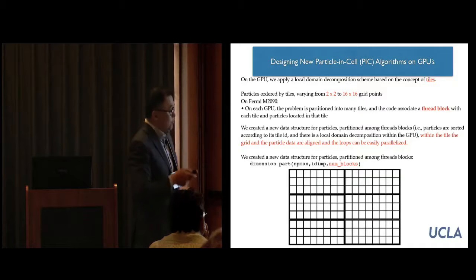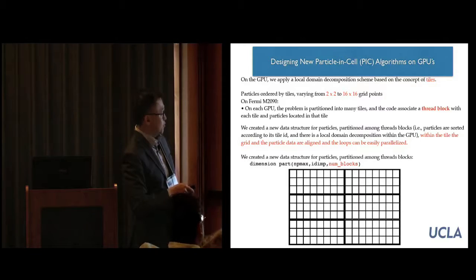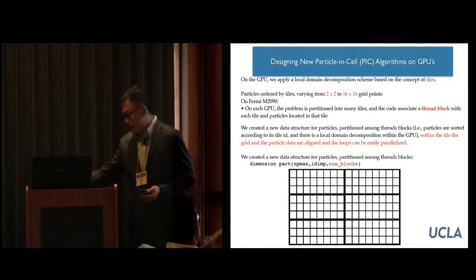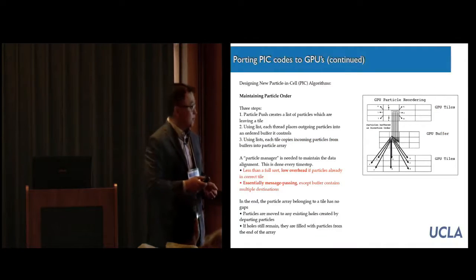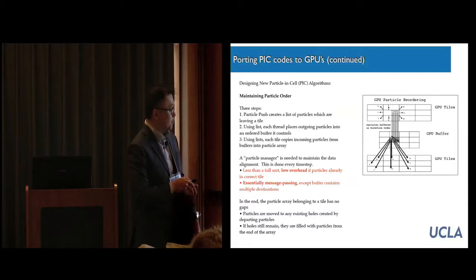And in order to do domain decomposition on the tile, you have to provide an extra index for the particle quantities. So there's a new index, which is roughly the tile ID for this particle. And there's a small amount of overhead involved in this algorithm. At each time step, you have to make sure the particle is in the correct tile, and you have to write a particle manager.